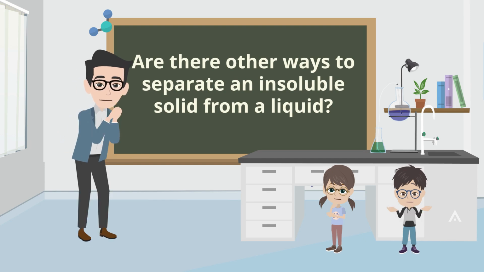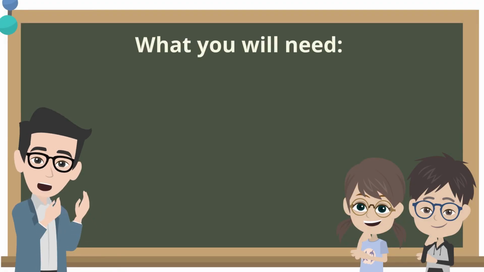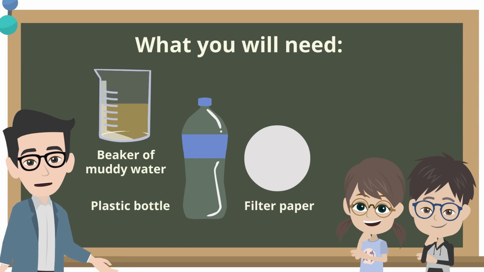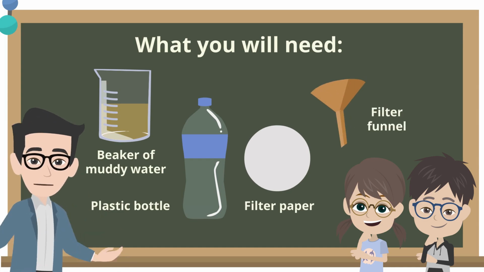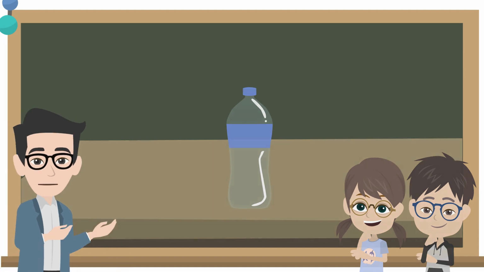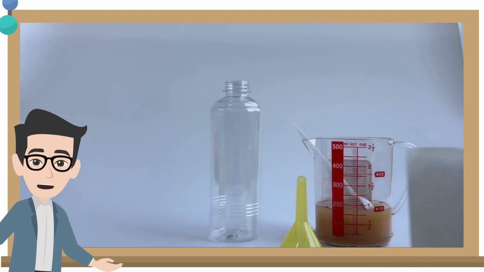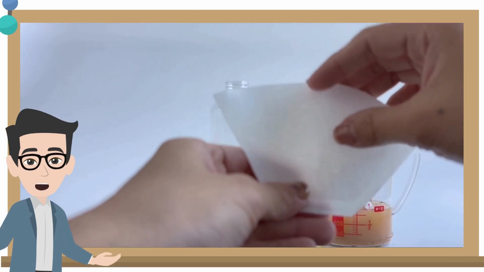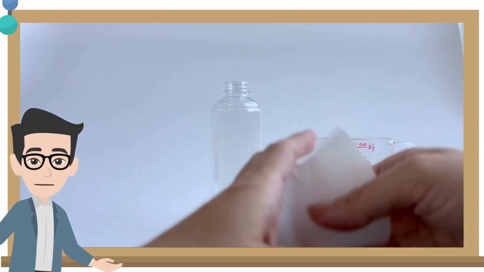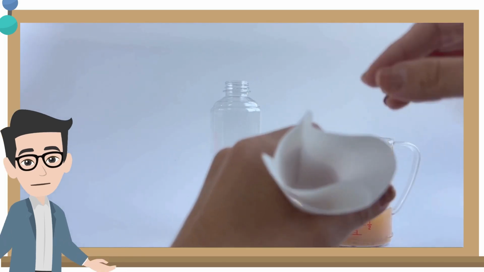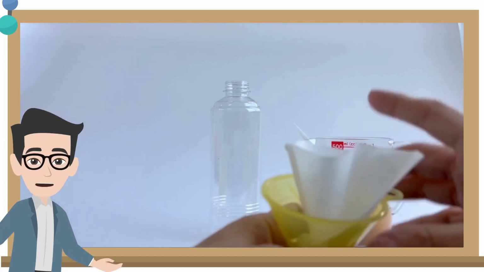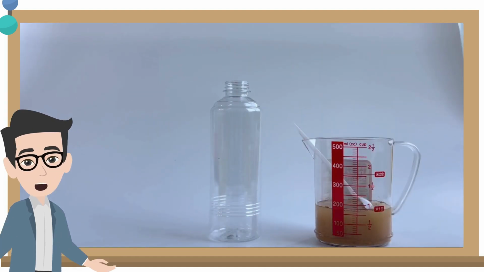Let's find out. For this experiment, you will need a beaker of muddy water, a plastic bottle, a piece of filter paper, and a filter funnel. To set up, place the bottle on a flat surface. Then, fold the piece of filter paper into half before folding it into half again. By opening a side of the filter paper, you form a cone. Lastly, place that filter paper inside the filter funnel before fitting the filter funnel over the bottle.